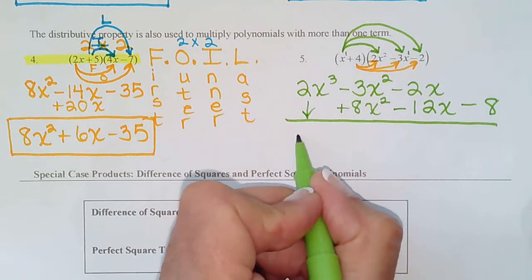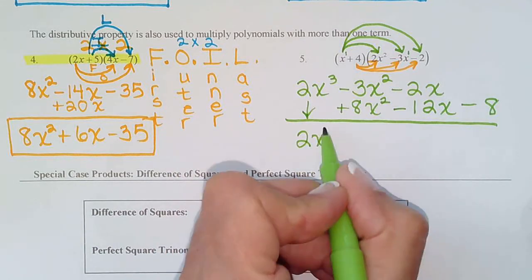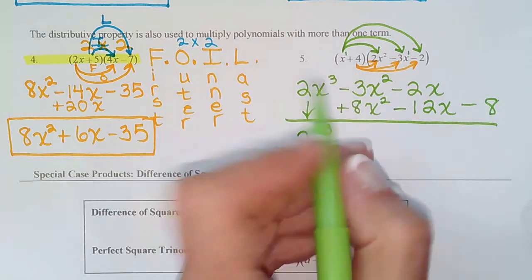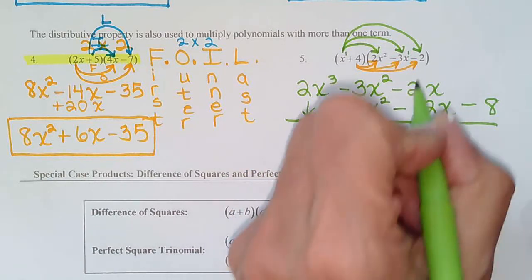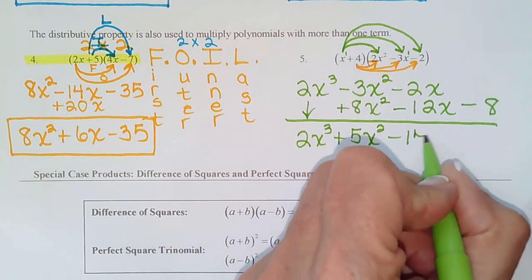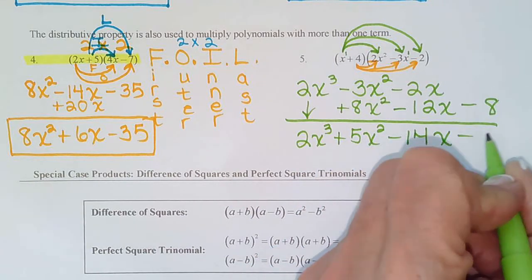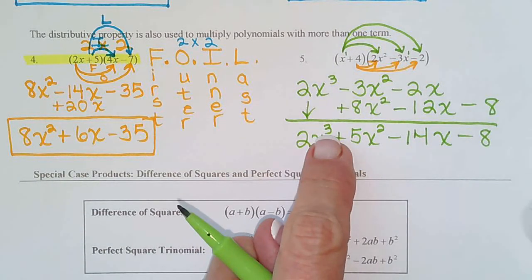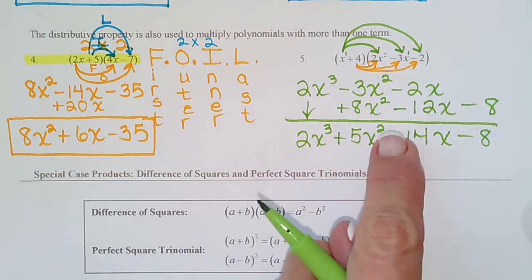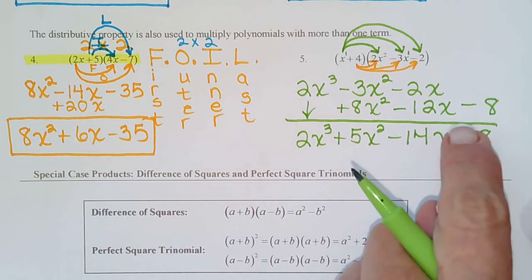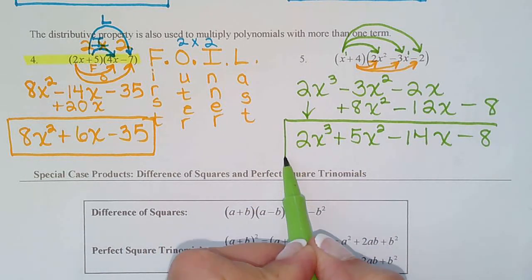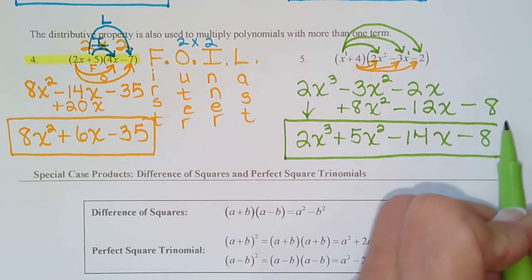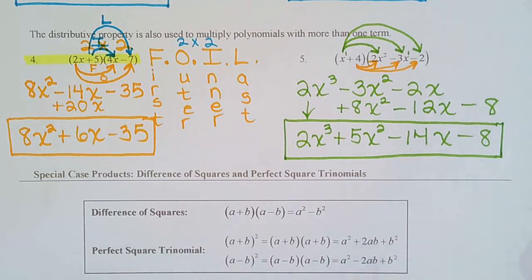So that turns into 2x cubed, 8 minus 3 is positive 5x squared, minus 14x, minus 8. Look at the descending order: x to the third, x to the second, x to the first, and constant. So we are good. It's in descending order. There aren't any like terms to combine, so that will be my answer.